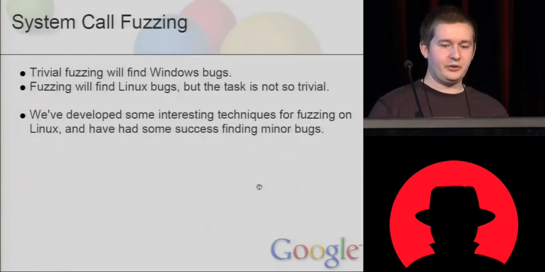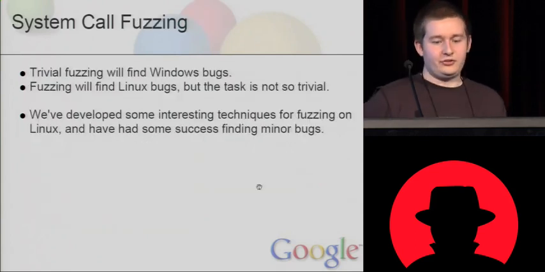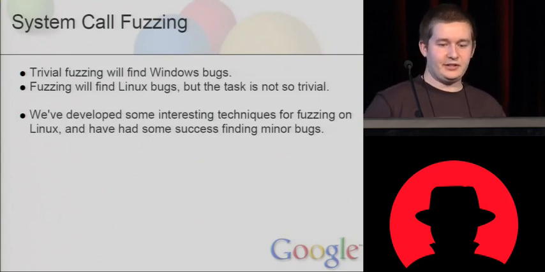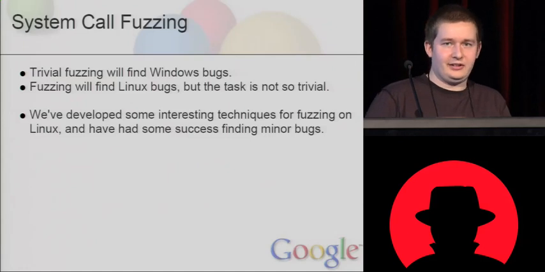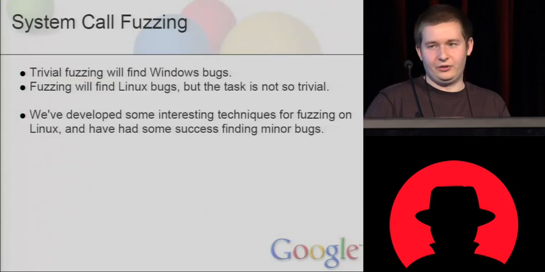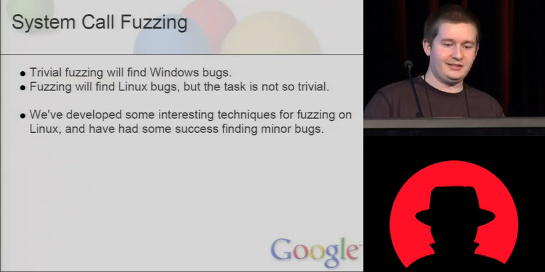So we've been working on system call fuzzing. Trivial fuzzing can still find Windows bugs. The attack surface is really large, and there are lots of system calls to play with. You can find bugs by fuzzing on Linux, but in general the task is not so trivial, simply because the interfaces are so simple. It's tough to get them wrong. You need to do some work. You need to set up some, I don't know, complex state with file descriptors or whatever. But fuzzing will find bugs, and we've had some success this way.